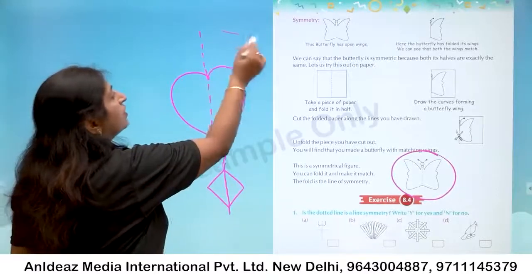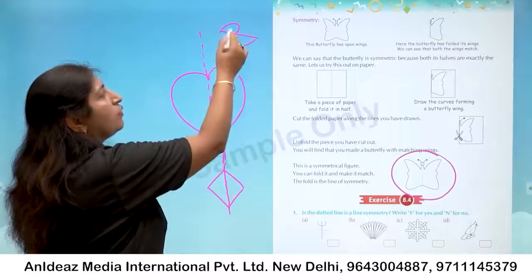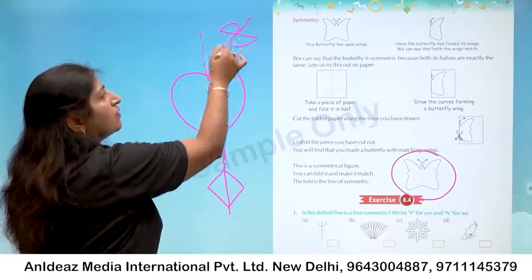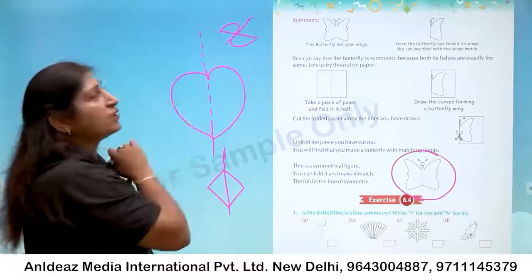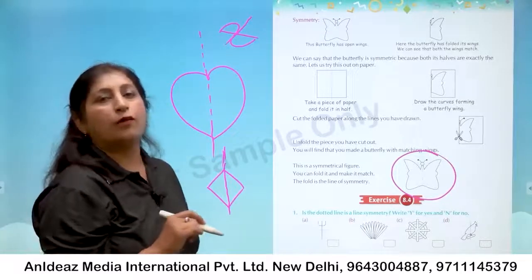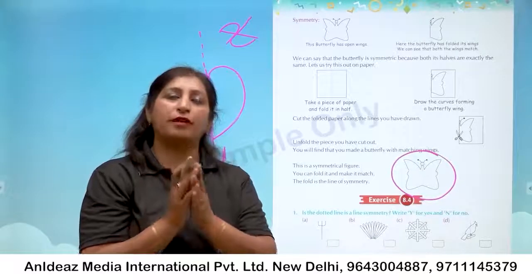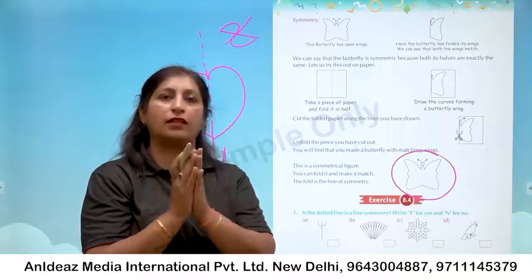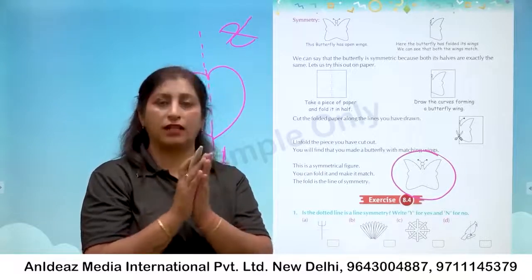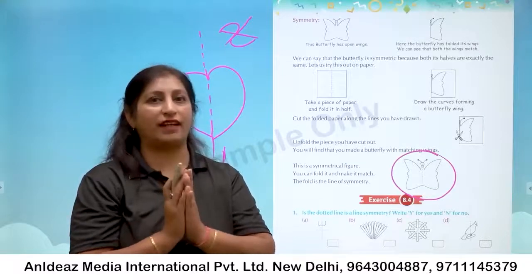But what about this? If the shape is like this, and you cut it like this, then this would not cover it completely. It means this shape is not symmetrical. So while talking about symmetrical shapes, we can say that the half portions would be mirror images of each other, or if the half portions are put one over the other, they would cover each other completely. It means the shape is symmetrical.